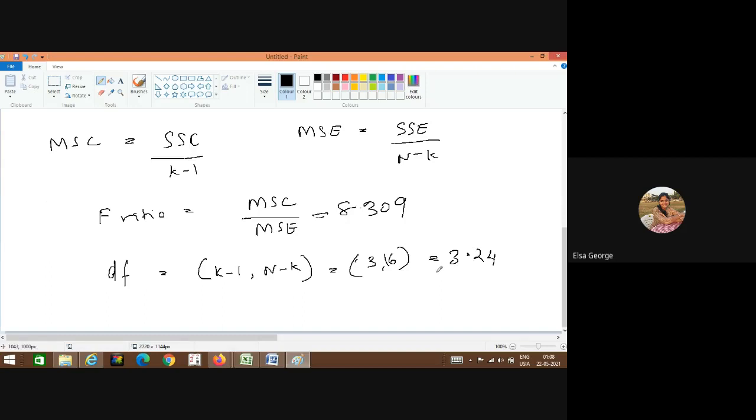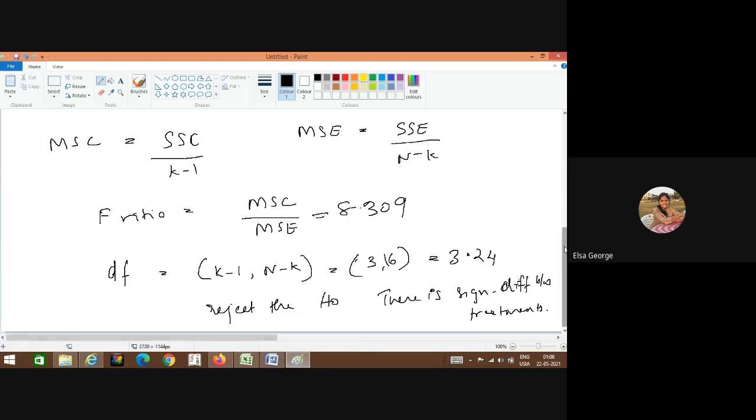Then you have your table value here, and you can see that your table value is much lower than your test statistic, and therefore you reject the null hypothesis, and therefore your conclusion will be that there is a significant difference between the treatments. So hope this is clear to you.